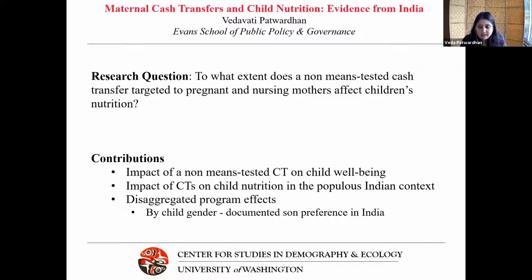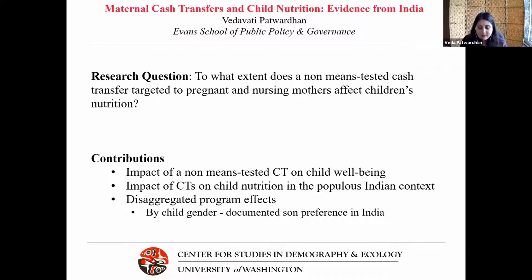So existing work on cash transfers and health and nutrition has largely focused on means tested programs in Latin America and Sub-Saharan Africa. And this raises the issue of how a different program design, wherein benefits are not means tested but targeted specifically during pregnancy and the postnatal period, affects child well-being. Also, India is an important geography to study in this context, as there is a high prevalence of child undernutrition despite economic growth, and it is the world's second most populous country.